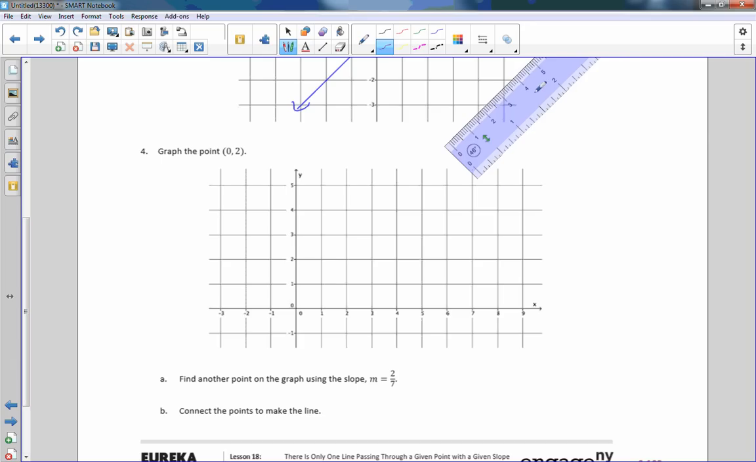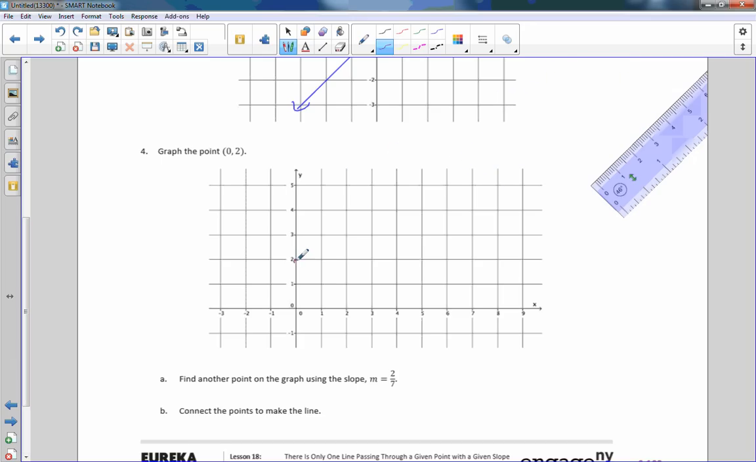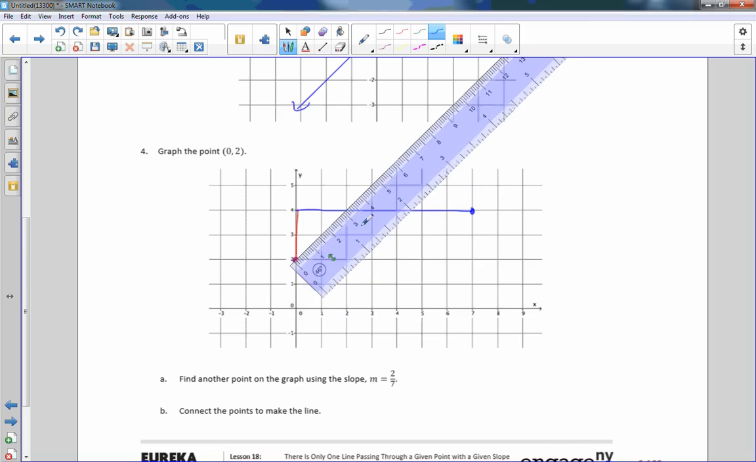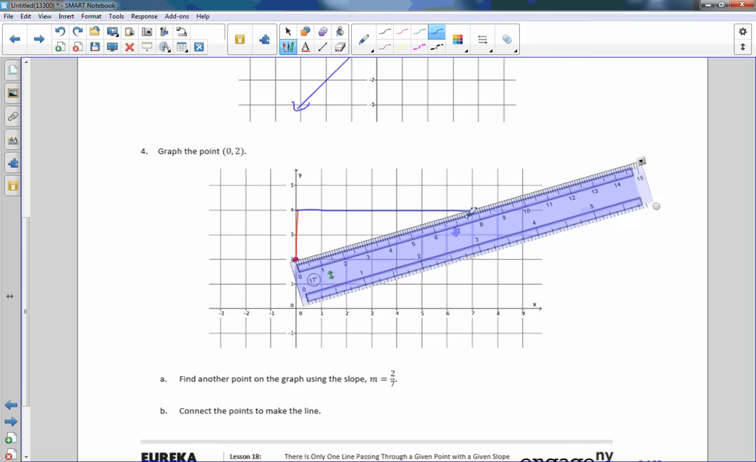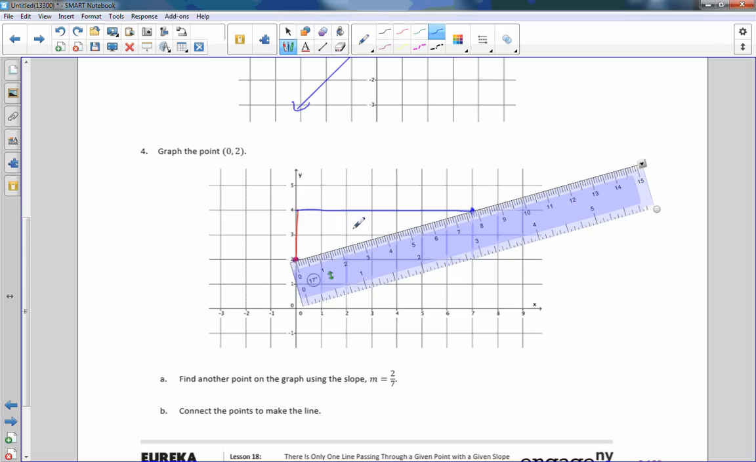Number 4 says graph the point 0, 2. Okay, there's number 4. A, find another point on the graph using the slope m equals 2/7. That means I'm going to go up 2, and then I'm going to go to the right 7. 1, 2, 3, 4, 5, 6, 7. And I'm going to put a point here. Okay, grab my ruler, put it right on that first point, rotate it so it's going through the second point, and there is my line.